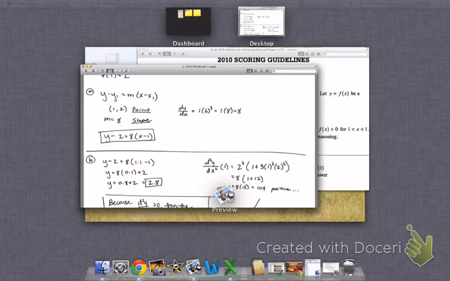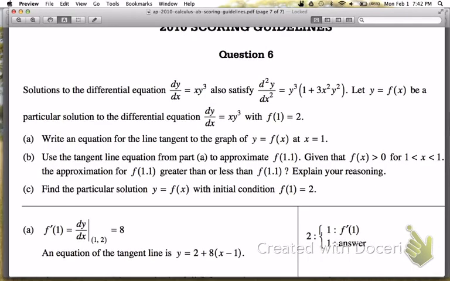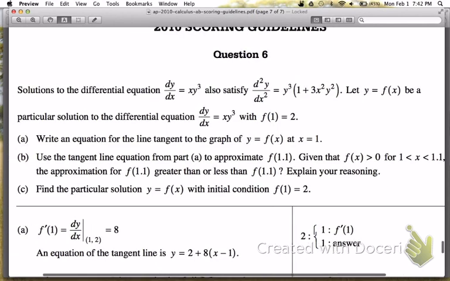The next part of that same question says, given that f of x is greater than 0, I think that's a typo. I think it's supposed to be f double prime of x, so I'll let you check that later, but I'm almost positive that's supposed to be f double prime of x, and we'll see why in just a minute. So given that it's greater than 0 for 1 to 1.1, it says, is the approximation for f of 1.1 greater than or less than f of 1.1? And explain your reasoning.